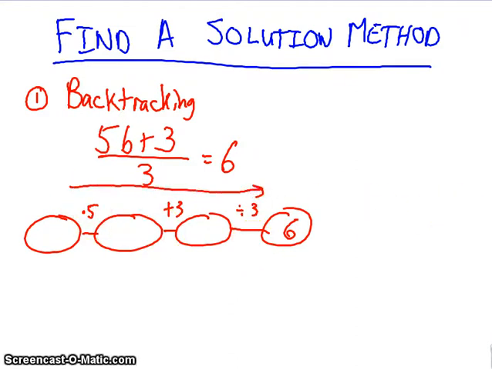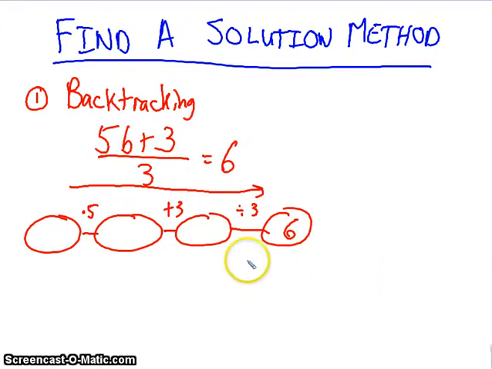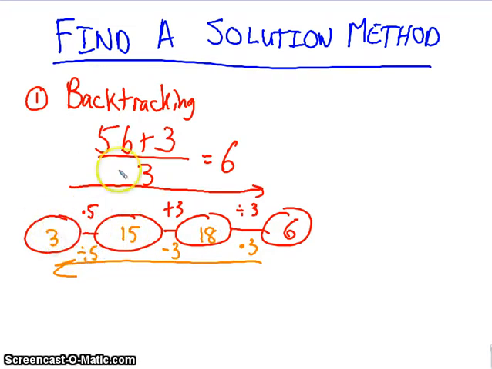So what we learned is that in order to be able to backtrack, we're going to go this direction. And whenever we see an operation up here, we're going to do the opposite. So to undo dividing by 3, we're going to multiply by 3. So 6 times 3 gives us 18. We're going to subtract 3, so that gives us 15. And then we're going to divide by 5, and that's going to give us what B is. So B is equal to 3.